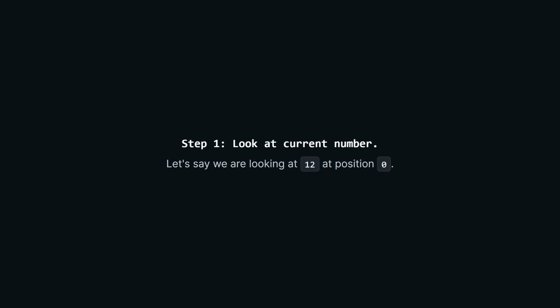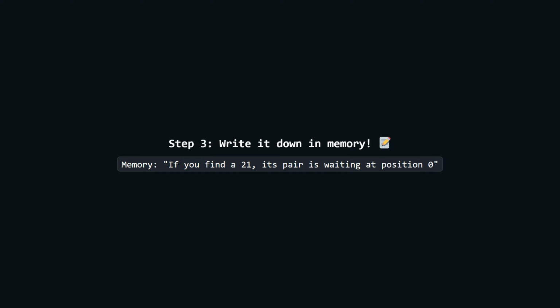Imagine we start reading our list, and the very first number is 12. It's at position 0. Now we ask ourselves, if we just saw a 12, what number would make a perfect mirror pair with it later on? We would want to find a 21. So we write that down in our dictionary. We say, hey, if we ever stumble across a 21 in the future, remember that its perfect match is sitting way back here at position 0.